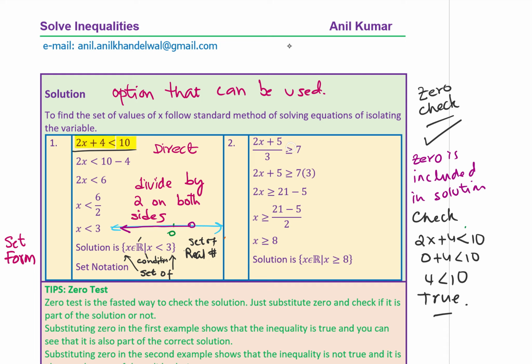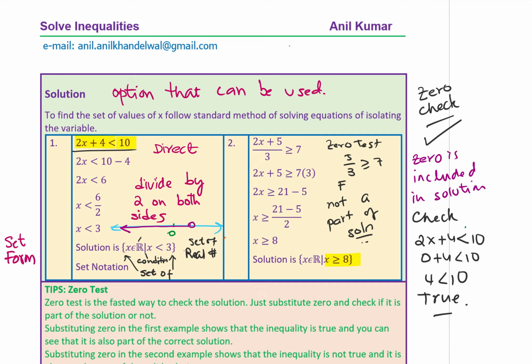Let's test here. So, if I put 0 here, let's do 0 test here first, right? So if I put 0 here, I get 5 over 3 greater than equal to 7. It is false, right? So it is not a part of solution. Is that clear to you? So we know that our solution should not have 0. Perfect. And you can see what the solution is. The solution is that x is greater than or equal to 8. Which does not include a 0, right?